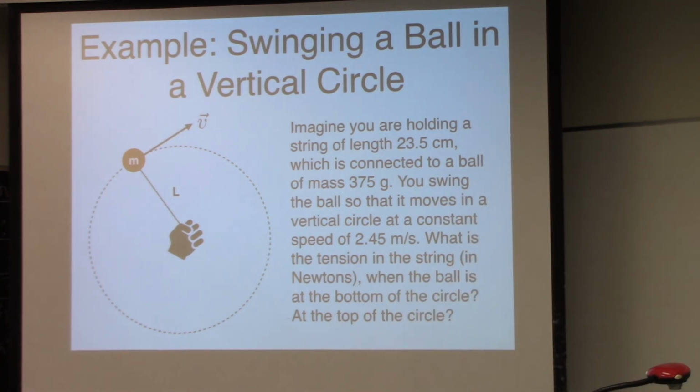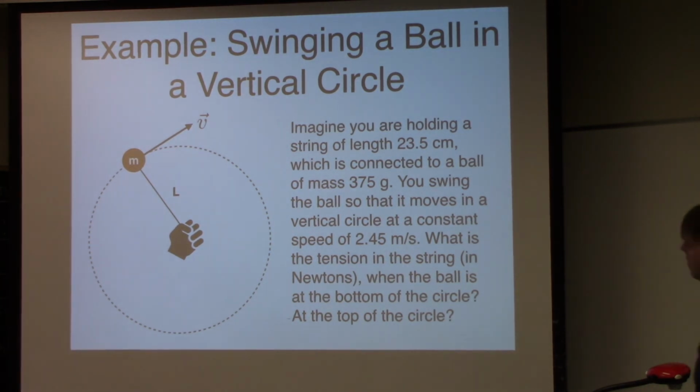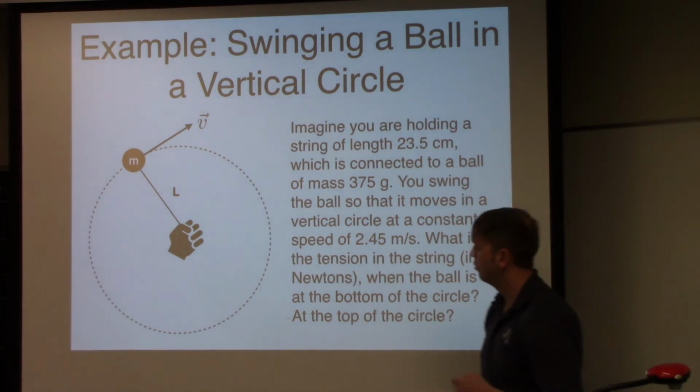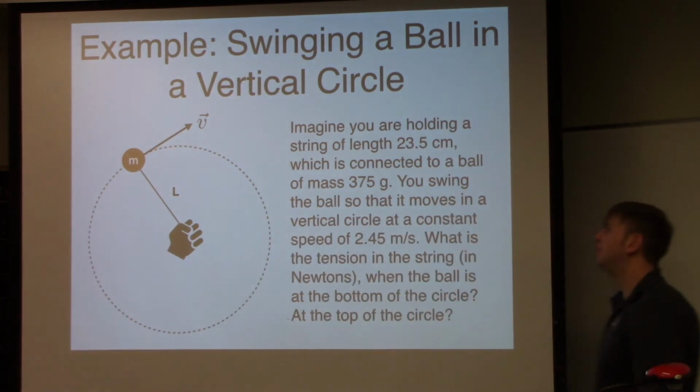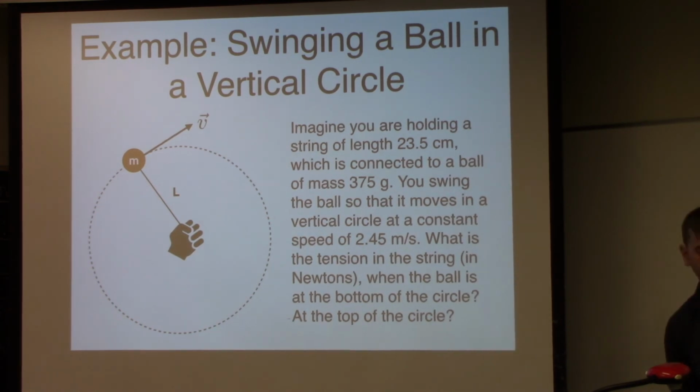In this problem, we're going to imagine that you're holding a string whose length is 23.5 centimeters, and it's connected to a ball which has a mass of 375 grams. You're going to swing this ball so that it moves in a vertical circle at a constant speed of 2.45 meters per second. There are two questions here. What is the tension in the string when the ball is at the bottom of the circle? And then what is the tension in the string when the ball is at the top of the circle? Those are the two questions. So let's work it out.